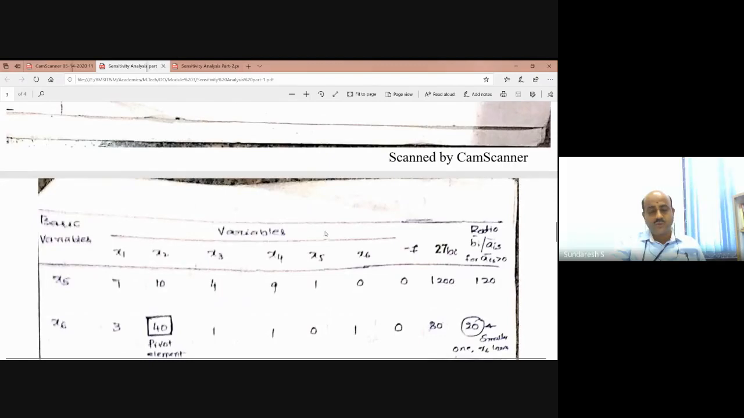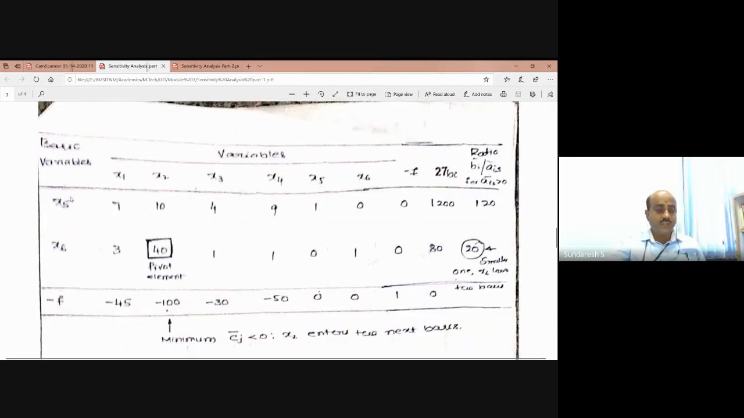The first two rows will remain the same. Only the columns will keep on changing. The basic variables will keep on changing. So in the first tabular column, the basic variables, we consider it as slack variables. And hence in the basic variable column, we have X5 and X6.